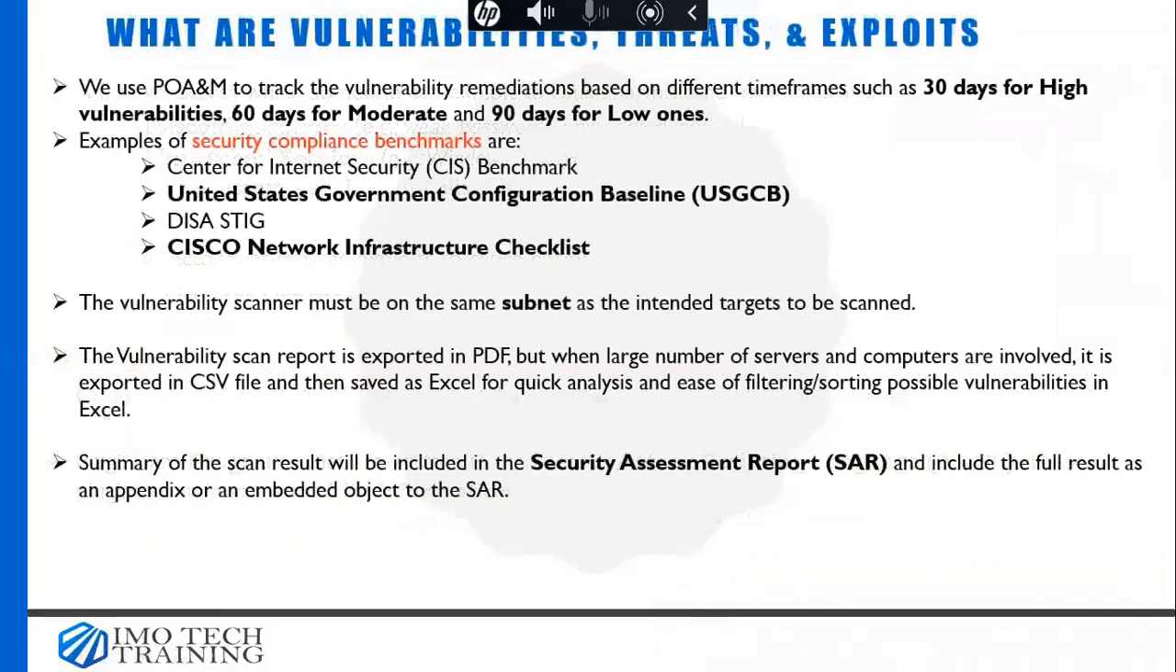So we use a form to track the vulnerability remediation based on different time frames, such as 30 days for high vulnerabilities. If you discover a vulnerability within your environment that is high, because Nessus has classifications, they have critical, and sometimes critical and high are together. So that's why we have a three-way breakdown. Critical and high: 30 days, then moderate, and then the low findings, right? So if you have a high finding, you have to fix that within 30 days.